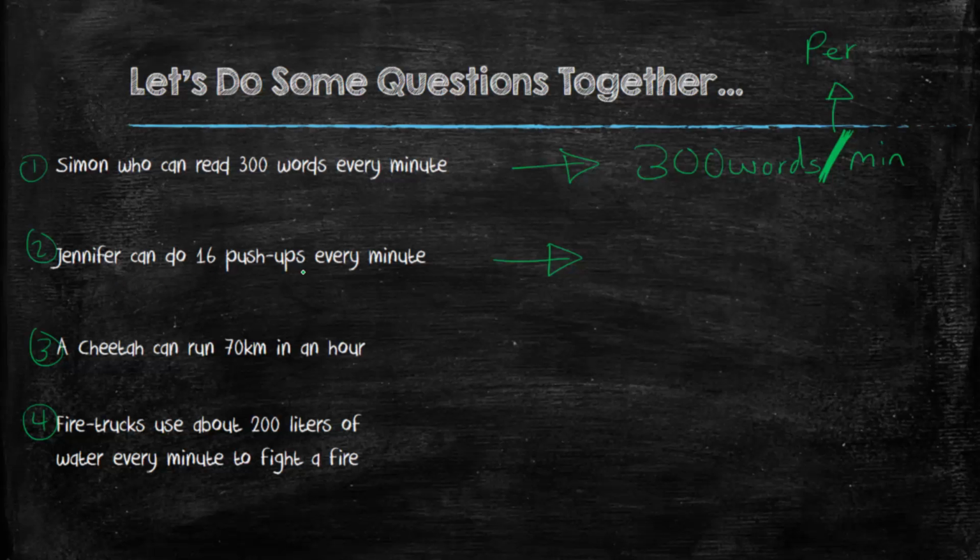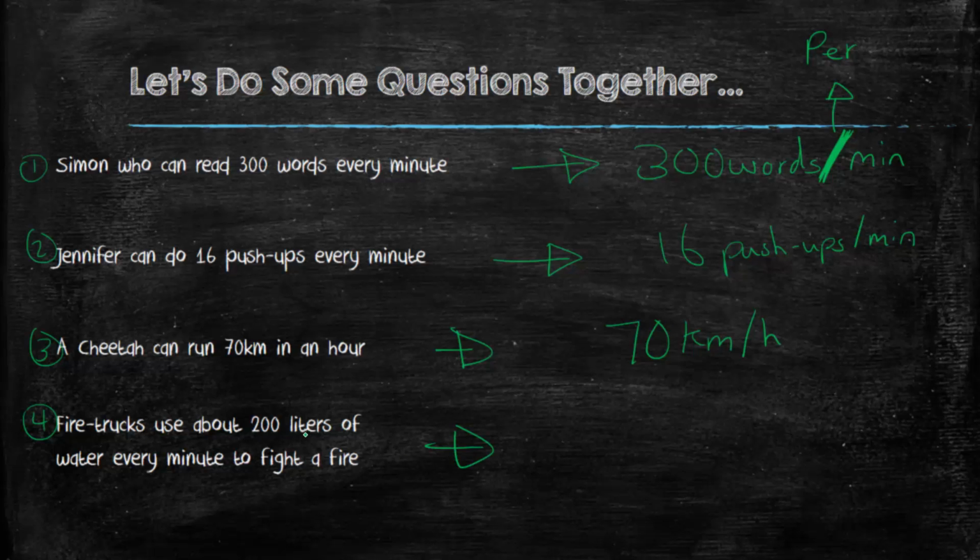Jennifer can do 16 push-ups every minute. So we would write 16 push-ups/minute. Okay. A cheetah can run 70 kilometers in an hour. Okay, that's an easy one. That's speed, 70 kilometers/hour.